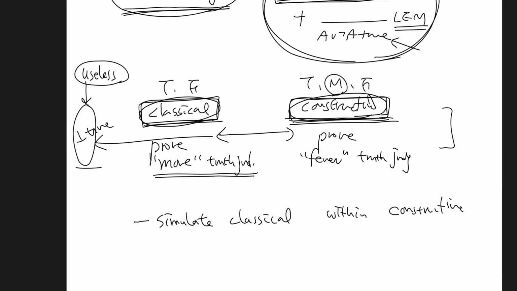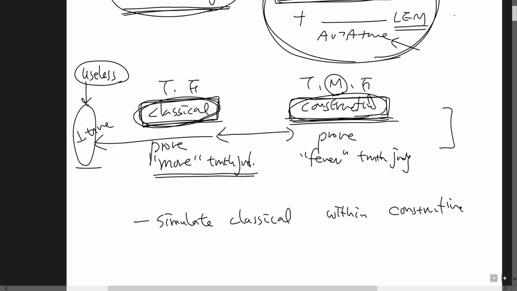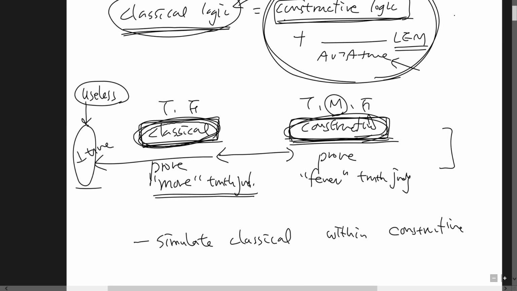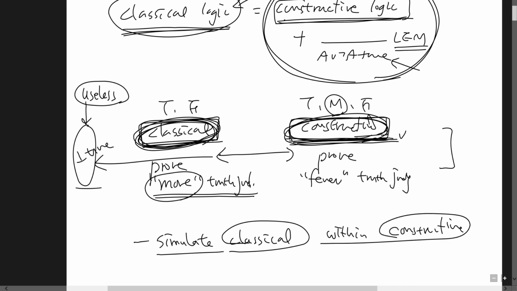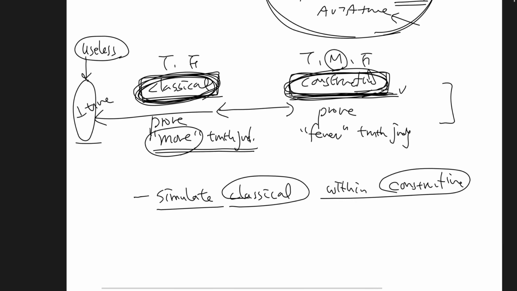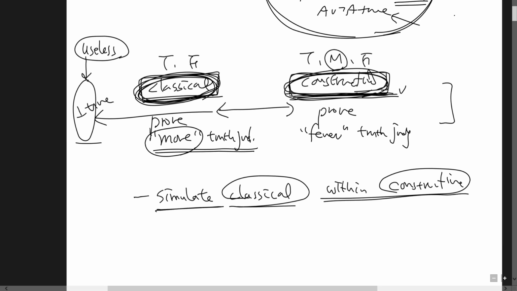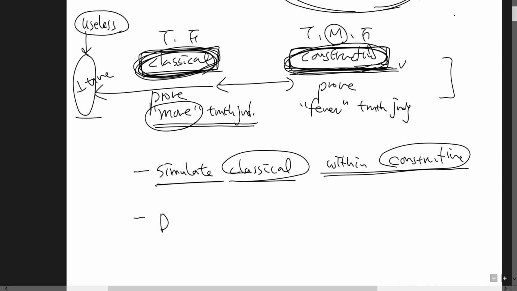So that's the relationship between classical logic and constructive logic. Classical logic allows us to prove more truth judgments than constructive logic, but that does not mean that it is more powerful. In fact, constructive logic is much more powerful than classical logic because we can simulate classical logic with constructive logic itself. And this lecture is about how to simulate classical logic with constructive logic. The technique we employ is called double negation translation.